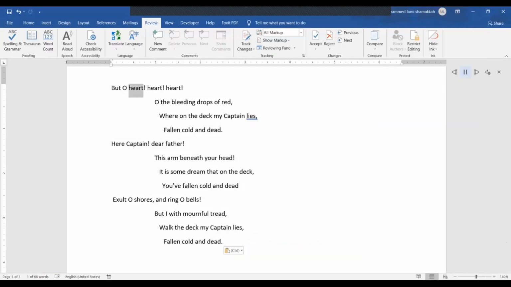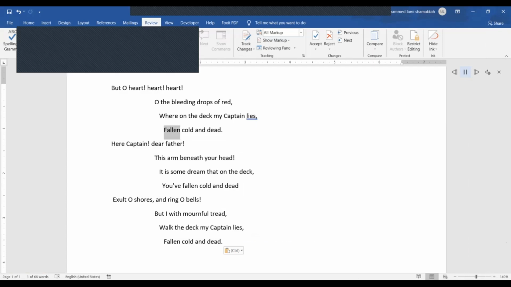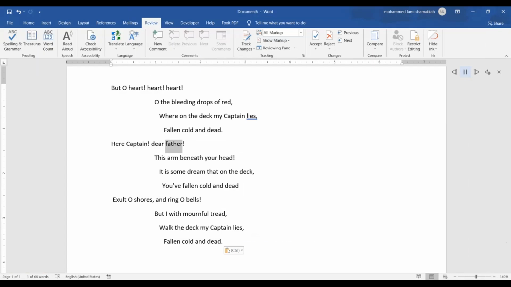But oh heart, heart, heart. Oh the bleeding drops of red, where on the deck my captain lies, fallen cold and dead. Here captain, dear father, this arm beneath your head, it is some dream that on the deck, you've fallen cold and dead. Exult O shores, and ring O bells. But I with mournful tread, walk the deck my captain lies, fallen cold and dead.